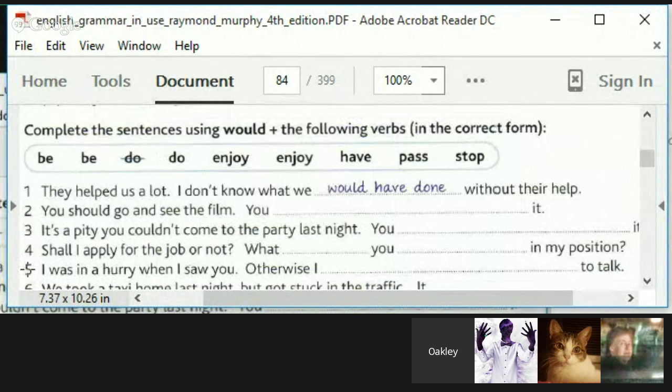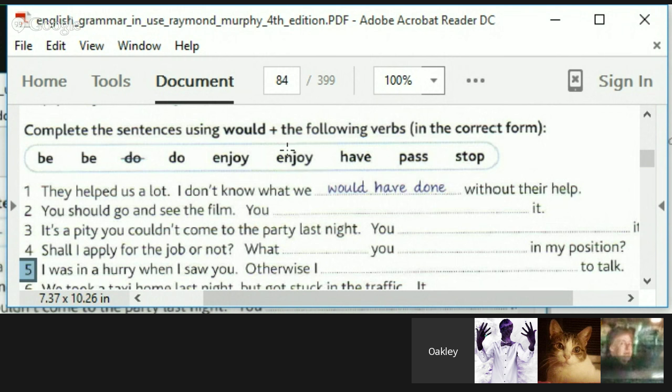David, okay. I was in a hurry when I saw you. Otherwise, I would have would have enjoyed maybe to talk, or I would have had to talk. Probably neither of those. You would say I would have enjoyed talking. We usually follow enjoy with a gerund. I mean, that's possible. I would have enjoyed talking.